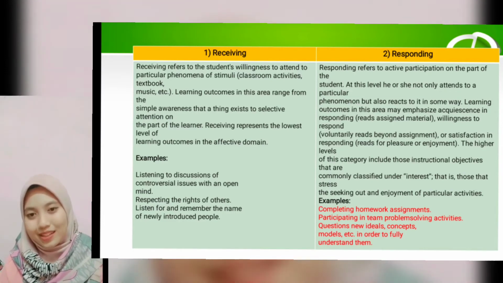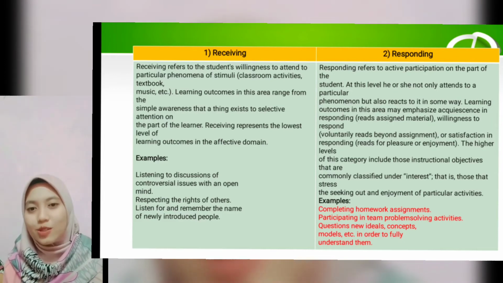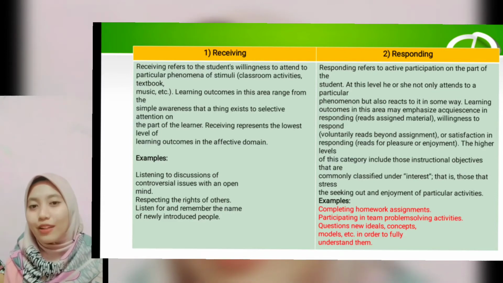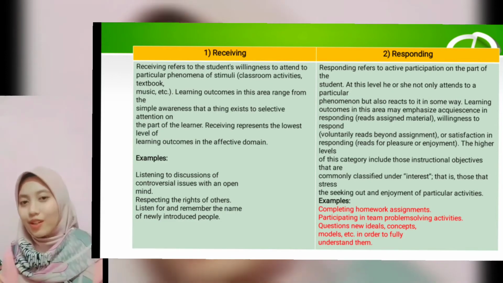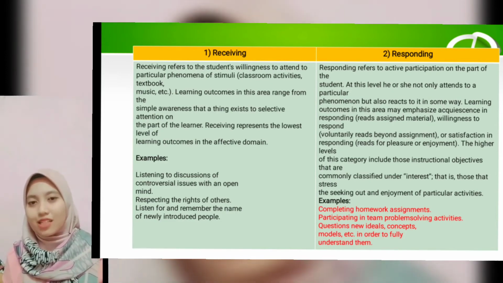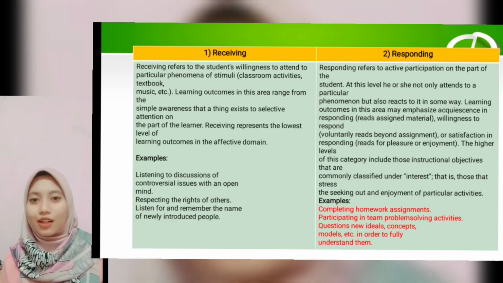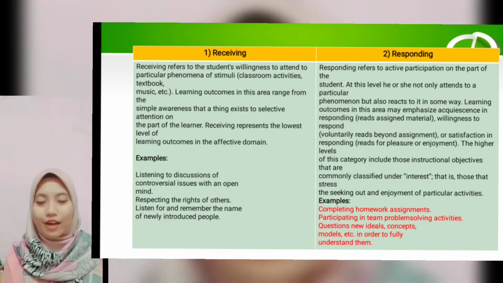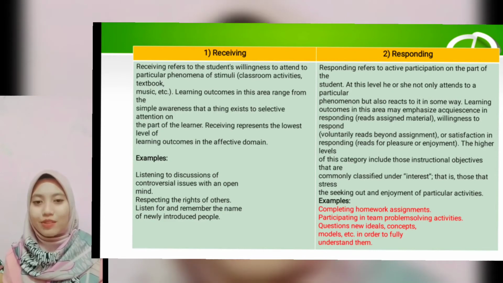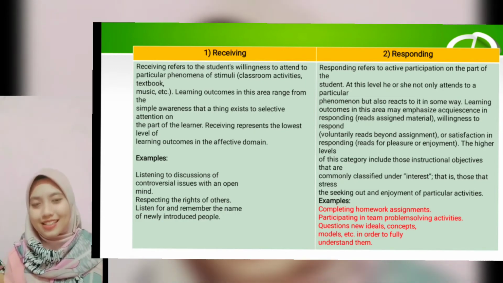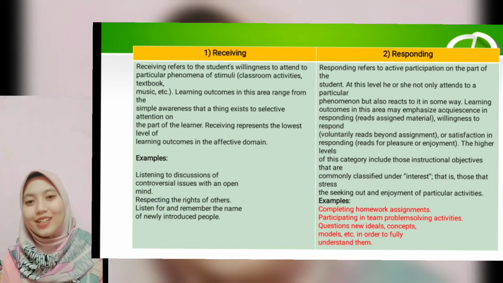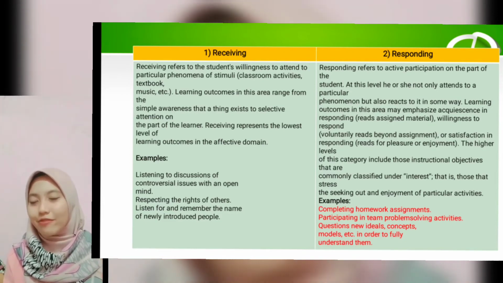Okay, so if you want to know whether our student is responding or not, we can just look at how they question us about the subjects or the topic, or how they respond when we ask the whole class about the question that we have learned today. So we can recognize which student will raise their hand to answer the question. This is what we call responding. Okay, so I will pass to my friend for the next level.